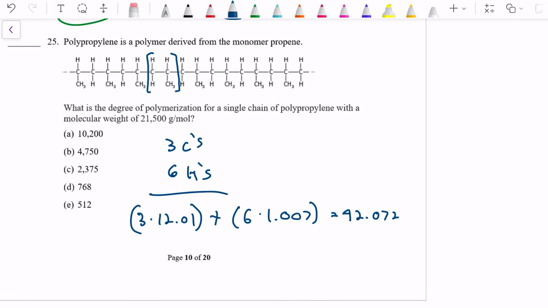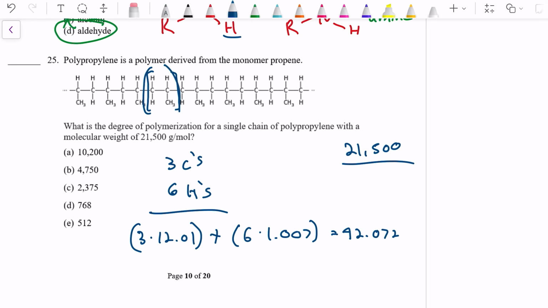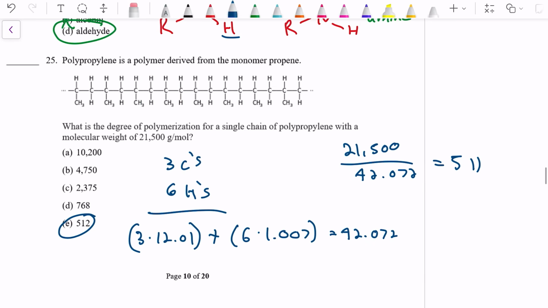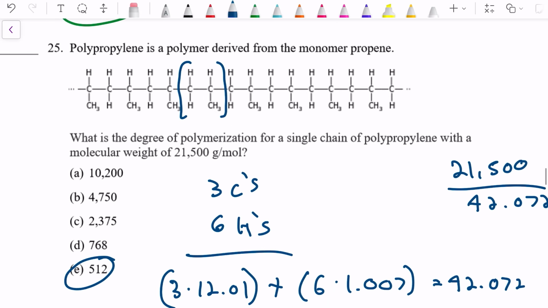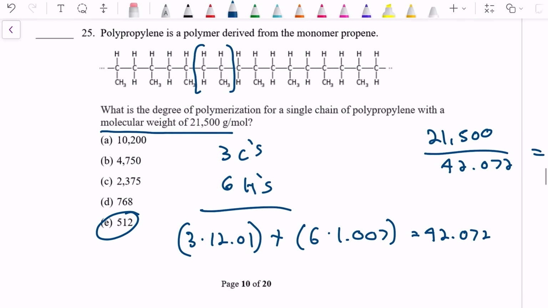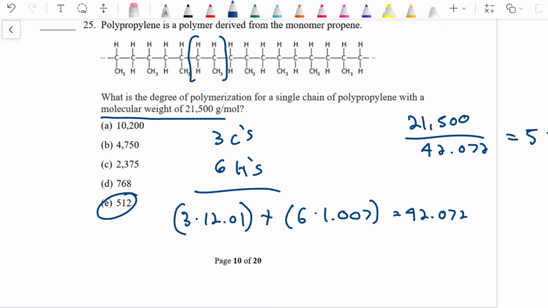And then we can just take our 21,500 and divide it by the molecular weight of one of our links. So 42.072. 21,500 divided by 42.072 gets me 511, which is pretty close to E. So here's the problem. You just got to identify what is the repeating unit. For us, it is simply just those two. And then you can find the molecular weight of that and divide the overall molecular weight by your one repeating unit. And we get 25E.